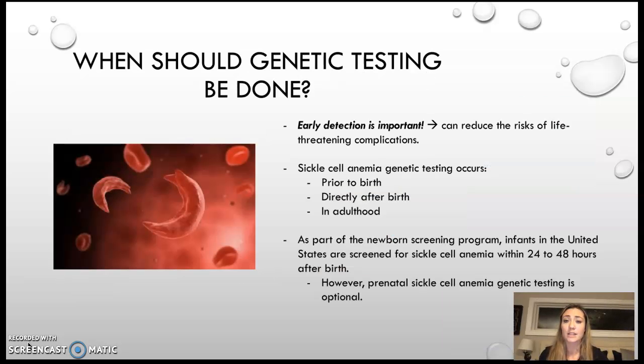And next, let's talk about when genetic testing should be done for sickle cell anemia. So early detection for sickle cell anemia is essential, as beginning treatments for this condition at an early stage can reduce the potential risks of life-threatening complications such as severe infections or strokes. And then sickle cell anemia testing should occur before or during pregnancy, directly after birth, and in adulthood. And as part of the newborn screening program, infants in the United States are screened for sickle cell anemia within 24 to 48 hours after birth. However, prenatal sickle cell anemia genetic testing is optional.